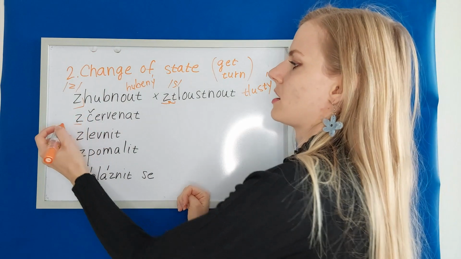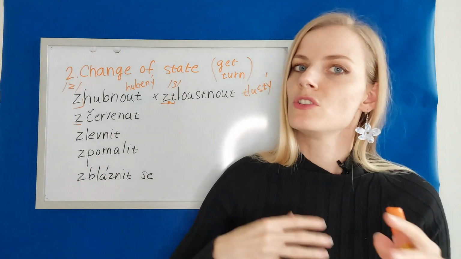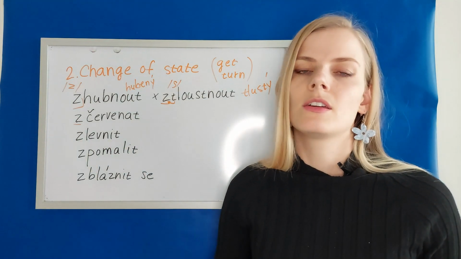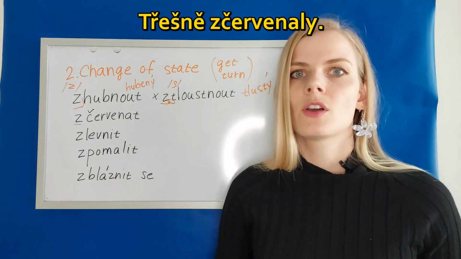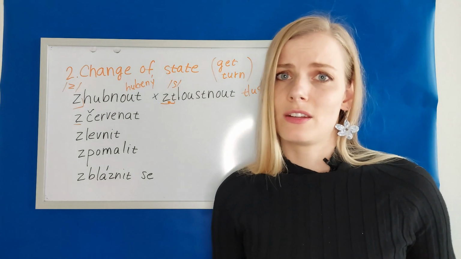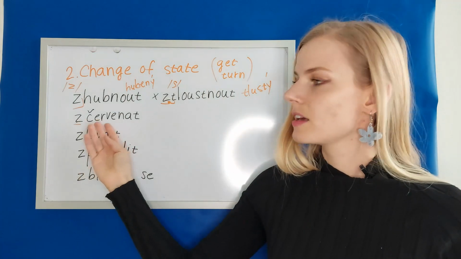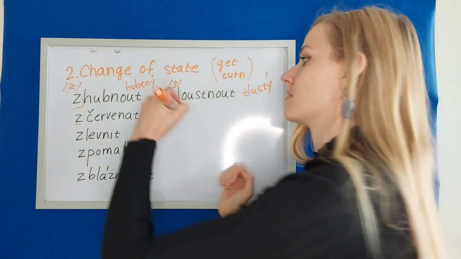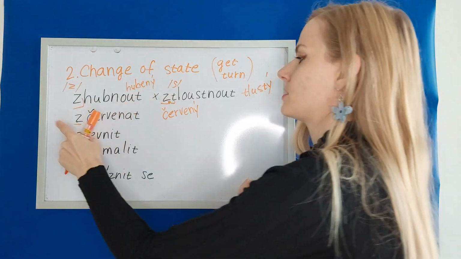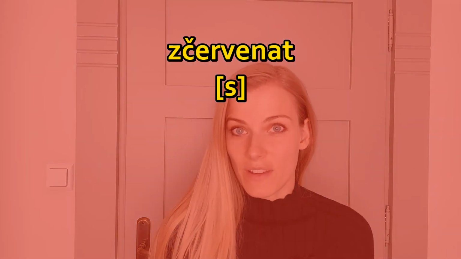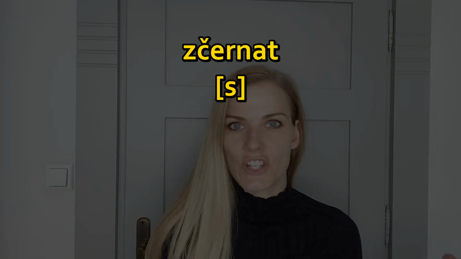Zčervenat, another one where we have s, it's to get red, to turn red. Whether we speak about fruit, that the cherries got red, třešně zčervenaly, or somebody's face turned red. Zčervenal mu obličej, his face turned red. And again, it comes from the adjective červený. Červený, red. Zčervenat, turn red. And this change also applies to other colors. Besides zčervenat, we can also have zčernat, to turn black.